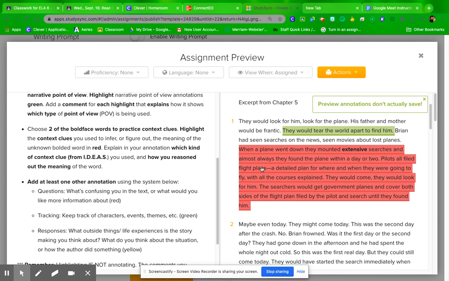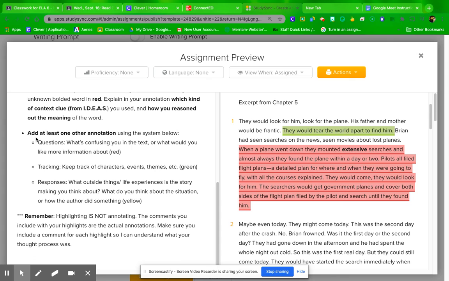based on the context of what's happening in this paragraph, I can infer or come to the conclusion that extensive means thorough. I did that by using an inference. Because I'm given enough clues, I can draw that conclusion. And also because I have that synonym of detailed that's inside the paragraph.